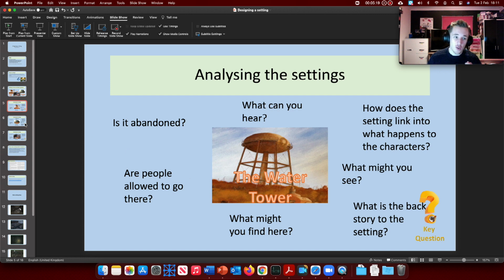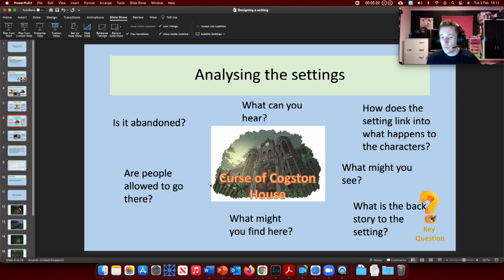So if we look at the Curse of Cogston House, well, what's the backstory? Well, the backstory to the Curse of Cogston House is what happened to the two girls who went in there and were never seen again. What makes the Curse of Cogston House spooky? Well, the way it's described, the way it looks, but most importantly, the fact that the two girls went missing inside it. Otherwise, it's just an abandoned house. Isn't necessarily spooky.